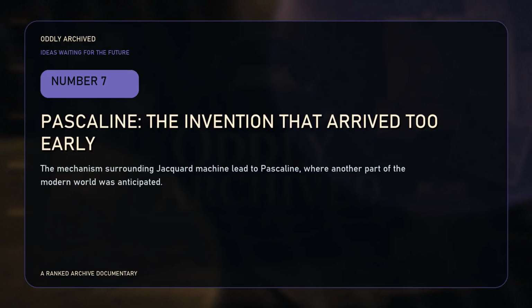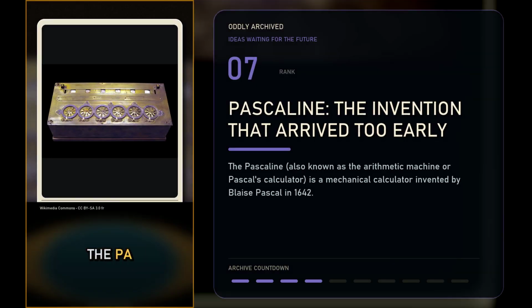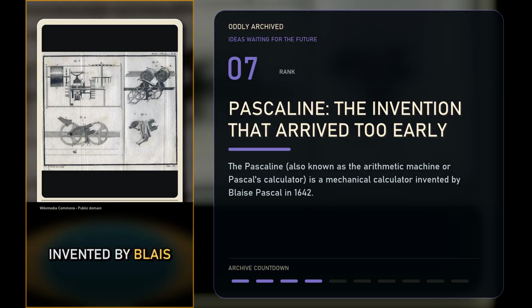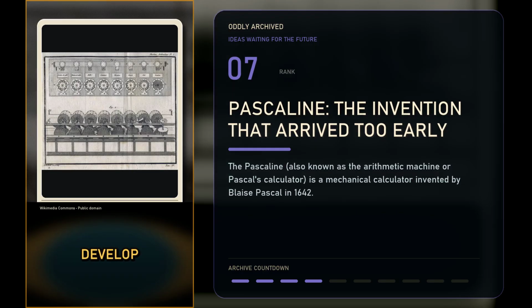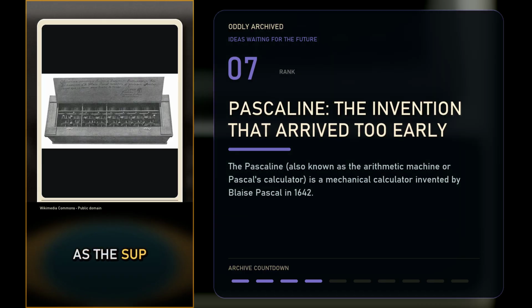At number 7, the Pascaline, the invention that arrived too early. The Pascaline, also known as the arithmetic machine or Pascal's calculator, is a mechanical calculator invented by Blaise Pascal in 1642. Pascal was led to develop a calculator by the laborious arithmetical calculations required by his father's, Étienne Pascal, work as the supervisor of taxes in Rouen, France.